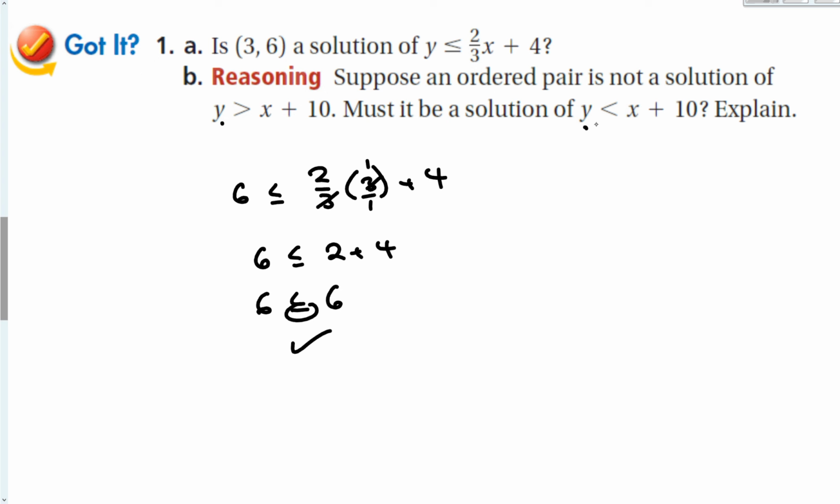If one of these said less than or equal to, then yes, if it's not a solution in the first inequality, then it must be a solution in the second one, because that covers everything, right? Something can either be bigger than something or less than or equal to something. There's no other situation that we have. But for this one, a point could be equal to both of these, and it would not be a solution in either.